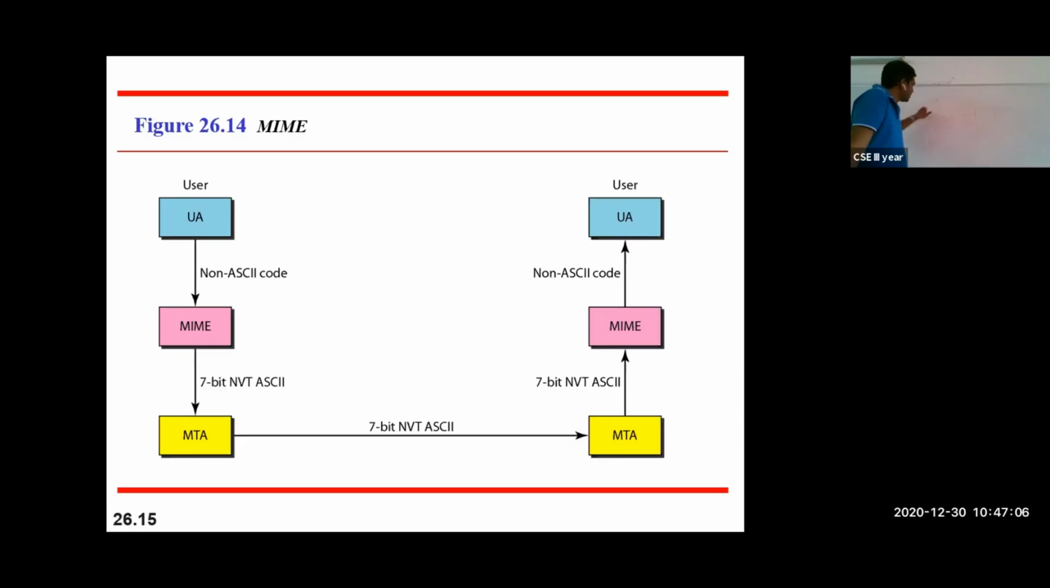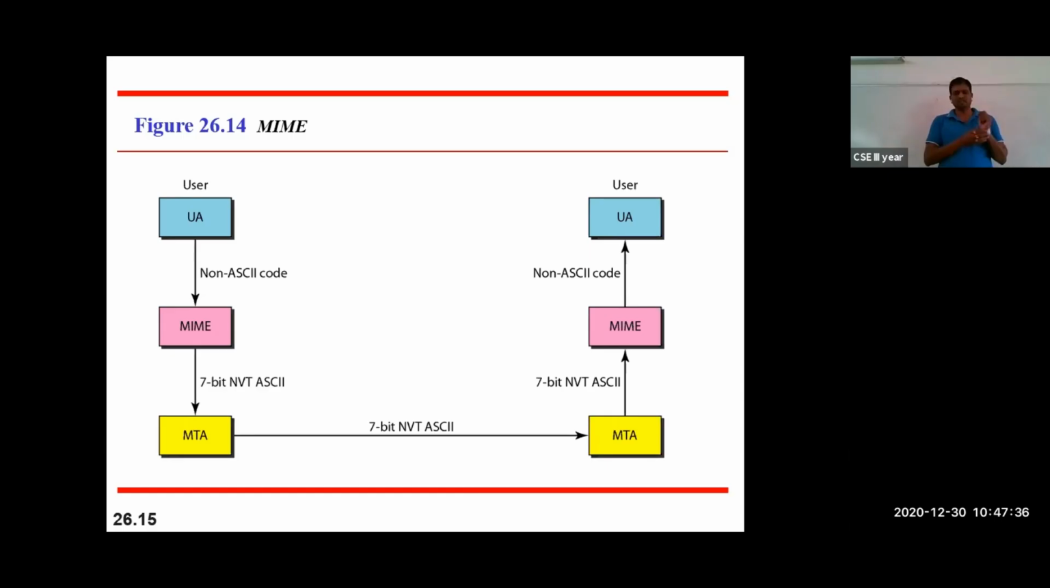So this conversion, this interface in between, will help the user to send anything using email, the user agent. Without MIME, if you directly convert the message into 7-bit ASCII, not everything is possible to be sent as an email. Images cannot be sent, video cannot be sent, audio cannot be sent. They're not represented using 7-bit ASCII, right?